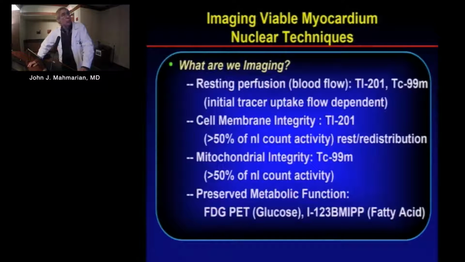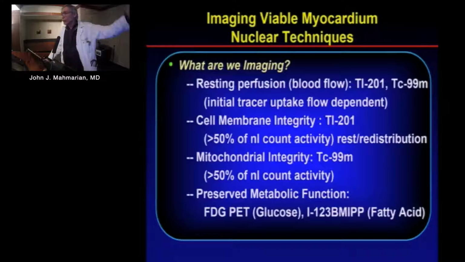The other issue with nuclear techniques is what exactly are we imaging? So when we do resting perfusion, such as with thallium or technetium, we look at initial tracer uptake, which is flow dependent. When we do rest redistribution thallium imaging, we're actually looking at cell membrane integrity, which is an indicator of viability. Because if you lose your cell membrane, you're not viable. So when we do rest thallium imaging, we're looking at initial tracer uptake, but then we're looking at the redistribution over time within viable tissue, and that will only happen if the cell membrane is still intact and the cell is viable.